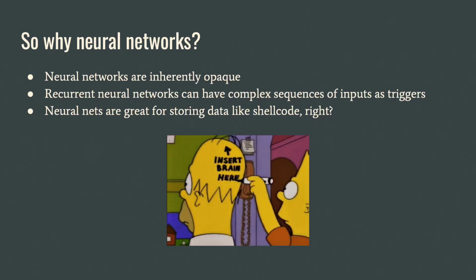Now, if you think of a neural network, it's a small brain, and I'm going to put in some kind of input. And let's say it's a password. If the password's right, it's going to drop my payload. If it's wrong, it's going to do something else.